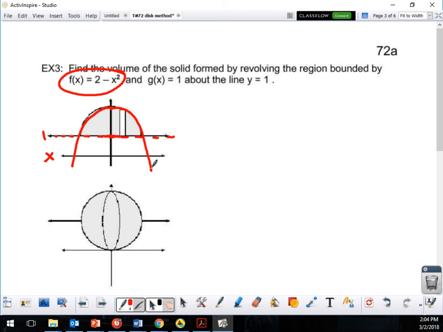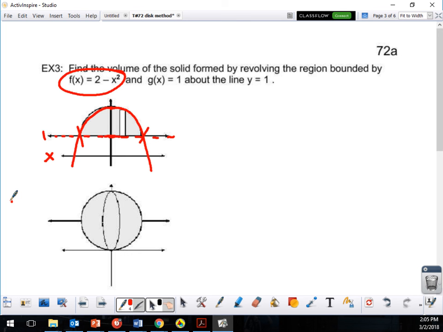So for this case right here, this top piece is my function, isn't it? And if it's rotating around y equals 1, that means it goes up here, right? So in this case, my radius would be what? 2 minus x squared minus 1. So what are these two pieces here and here going to be? 1, because it's bounded by this, right?